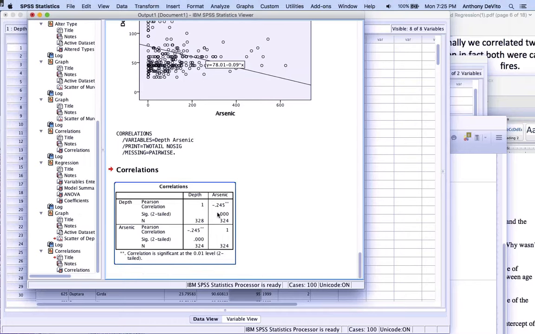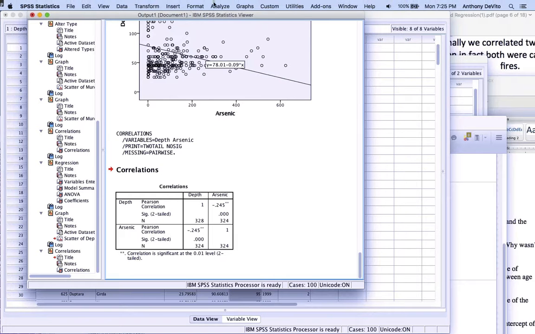Okay, and the correlation is significant. Look at that value, 0.000, and it's a negative correlation. As one goes up, the other goes down, right? As one goes down, the other goes up, right? And it's negative 0.245. Not a great correlation, but it's not due to chance. There is an association between the depth of the well and the amount of arsenic.